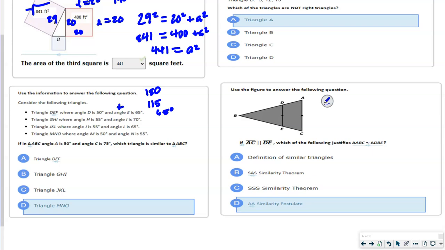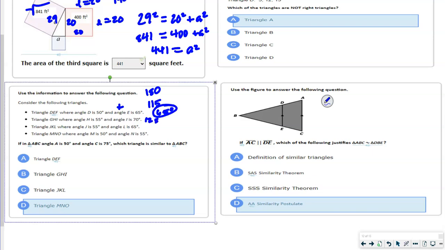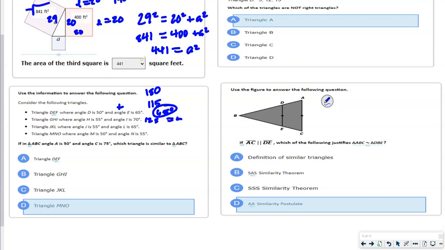We're going to add 55 to 70. That's 125. Okay, so this is our third angle here. And this is going to be 125. So we're going to subtract that from 180. 180 minus 125. So that gives us 55 for this third angle.